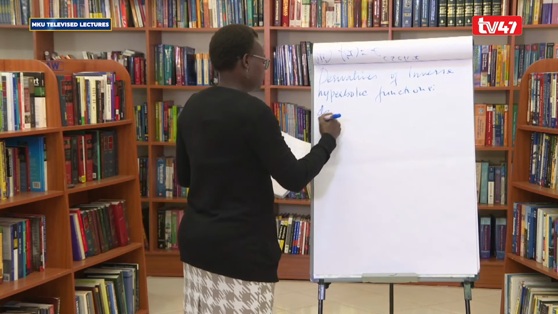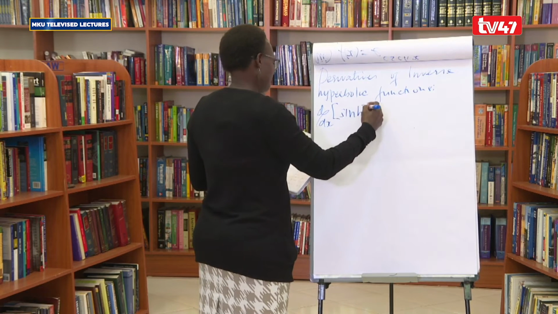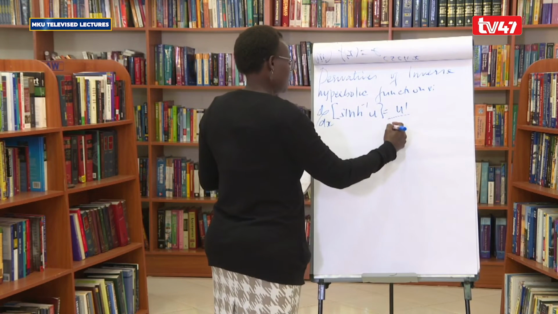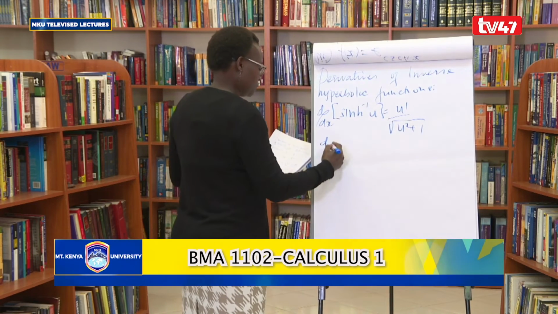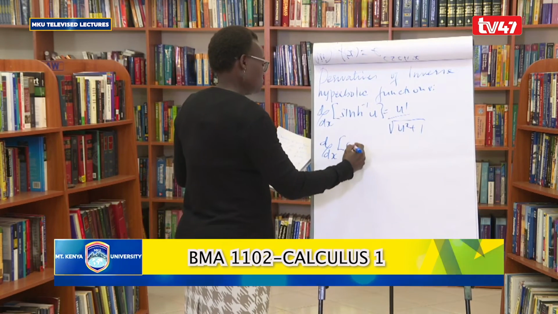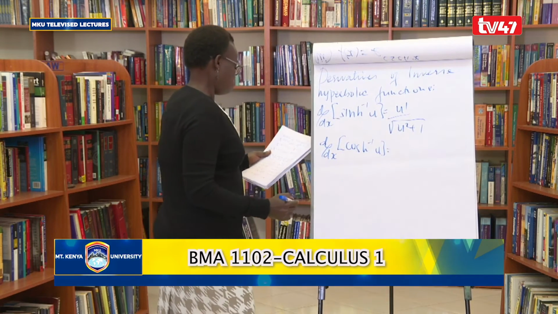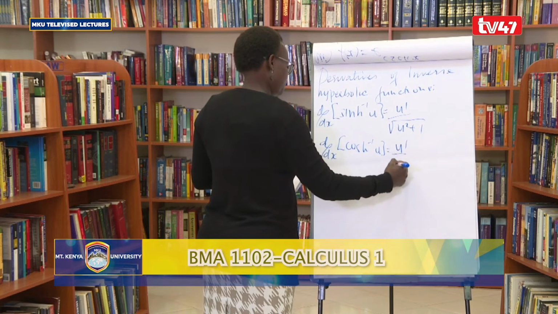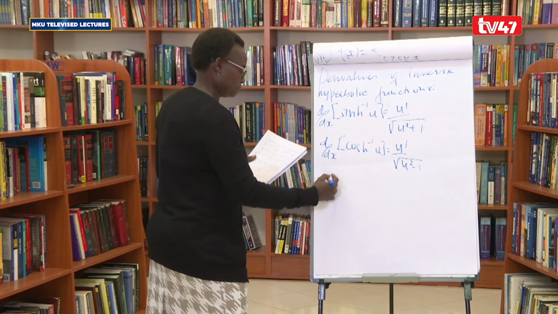So the derivative of sine hyperbolic inverse of u is u bar over square root of u squared plus 1. The derivative of cos hyperbolic inverse of u is u bar over square root of u squared minus 1.